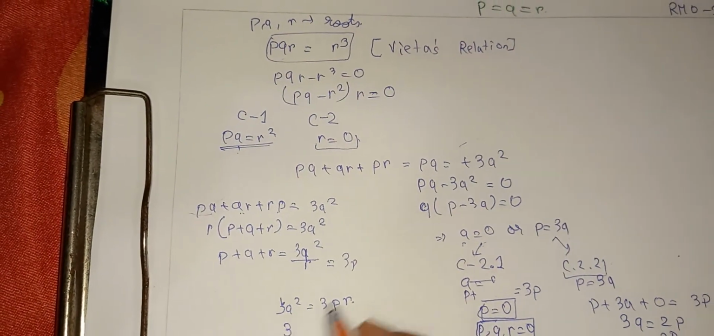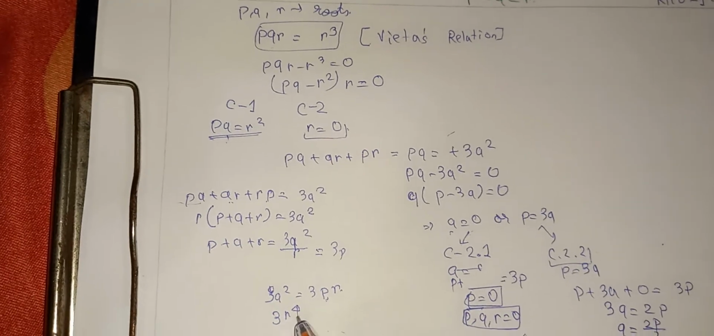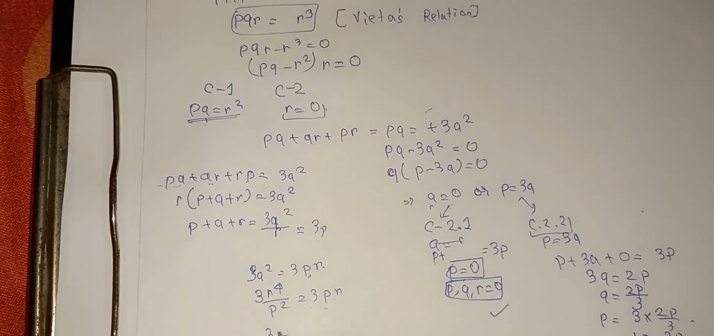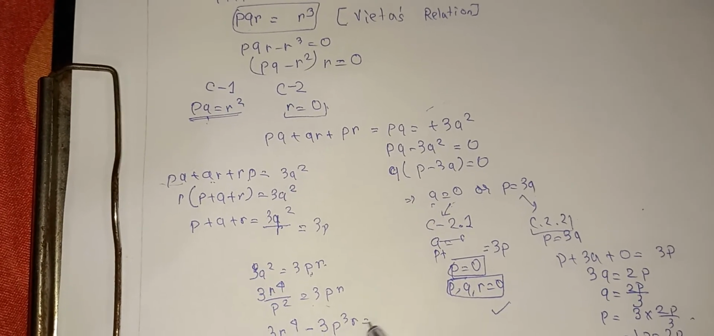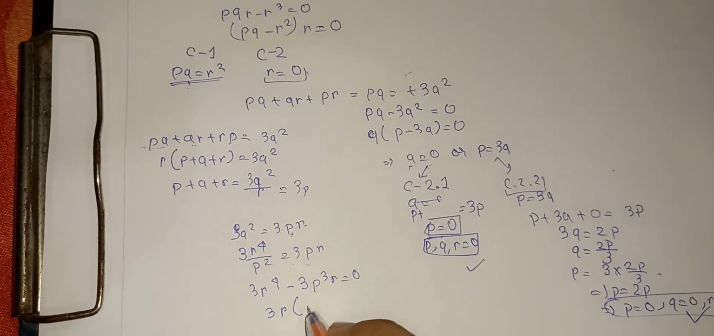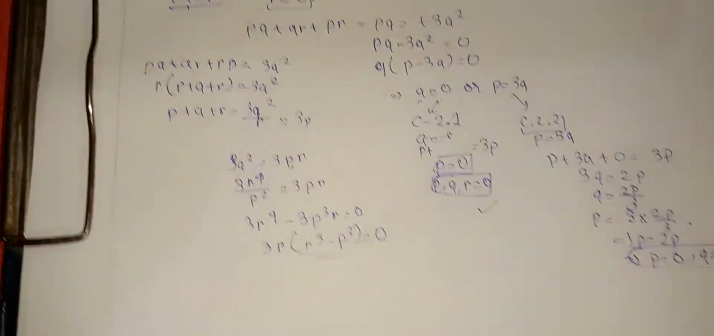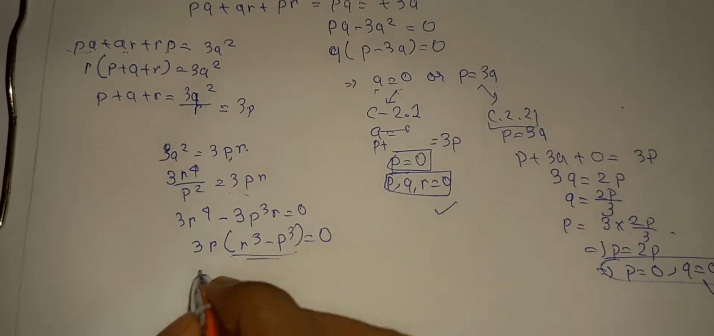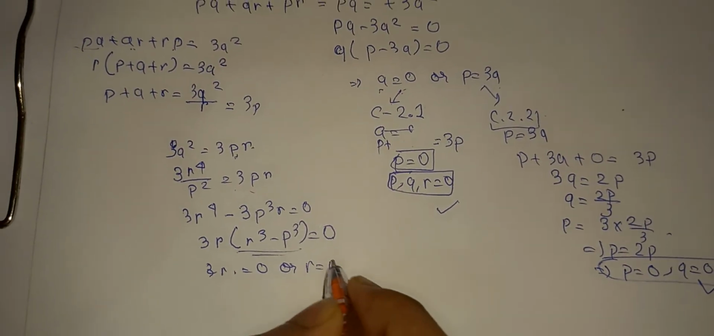So we have, or better r, or better q only, let me plug in. We get r to the power 4 by p squared equals to 3pr. Now this gives us r to the power 4 minus 3p cube r equals to 0, 3r as common, and r cube minus p cube equals to 0. So since from here we are talking r and p and q as only integers, so we will basically take 3r equals to 0 or r equals to p.